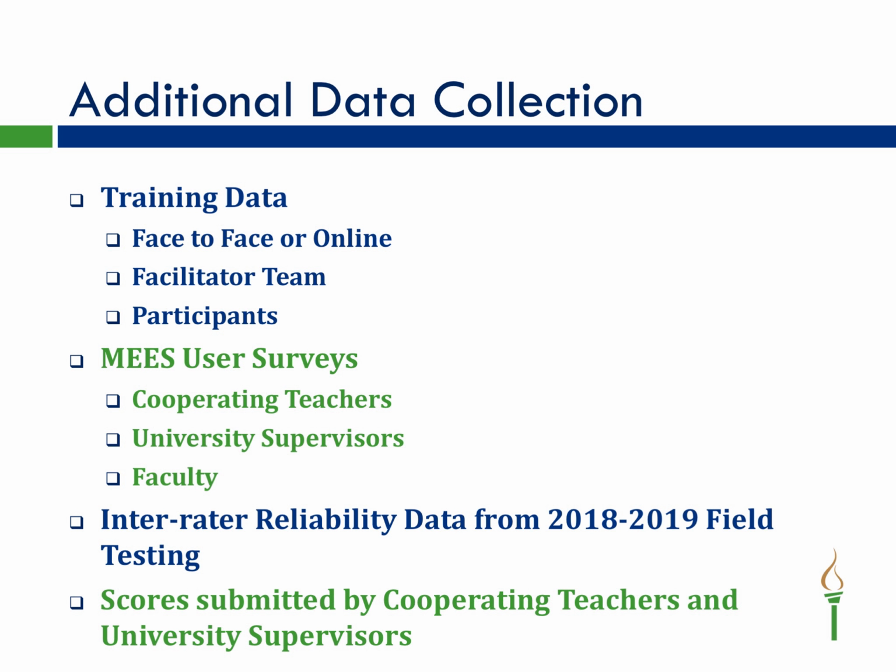Inter-rater reliability data will also be collected during the 2018-2019 field testing year. This will be used to determine how well the university supervisor and cooperating teacher are calibrated. Scores will be submitted by the cooperating teacher and university supervisor. These scores will be used to determine a cut score for the following academic year.